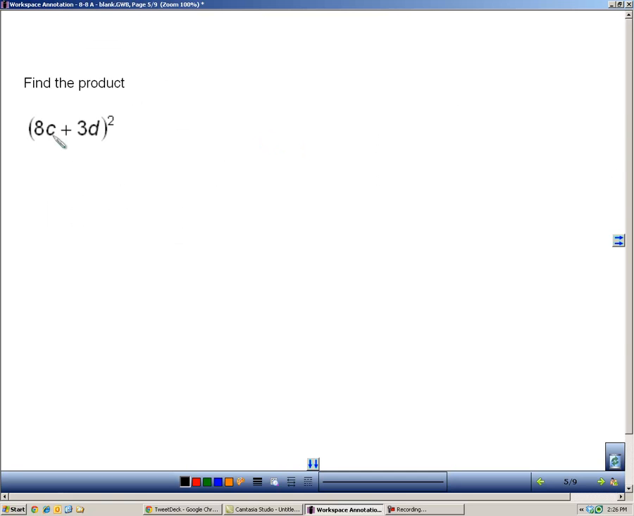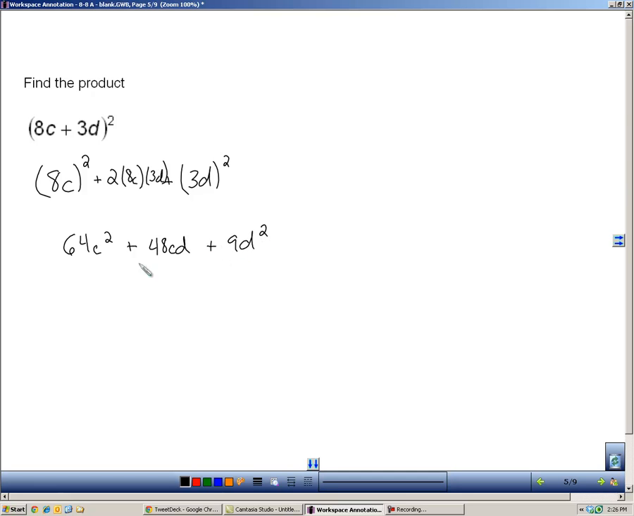Here's a square of a sum, this time with 2 different letters, which might make it hard for some people. So I'm going to write this middle step: square the first term, square the last term, 2 plus signs, and then the middle is 2 times 8c times 3d. Simplifying, 8 squared is 64c squared. This is 8 times 3 is 24, times 2 is 48cd, and then plus 9d squared. So you notice the c and the d both get mixed into the trinomial, but the pattern is still the same.